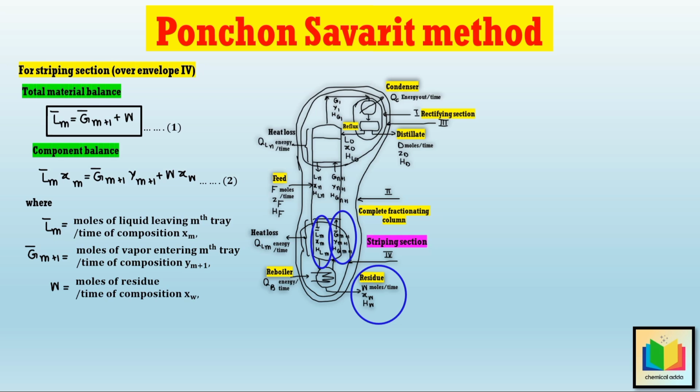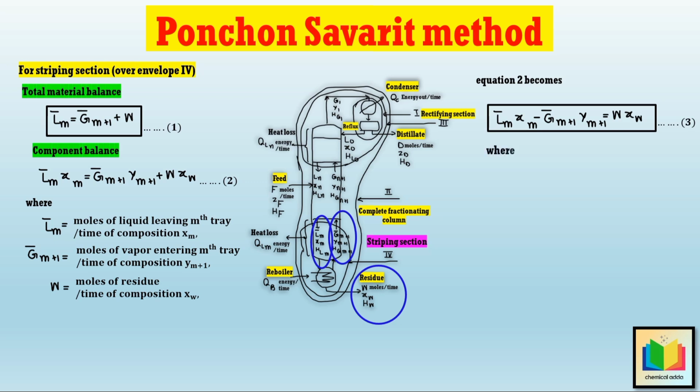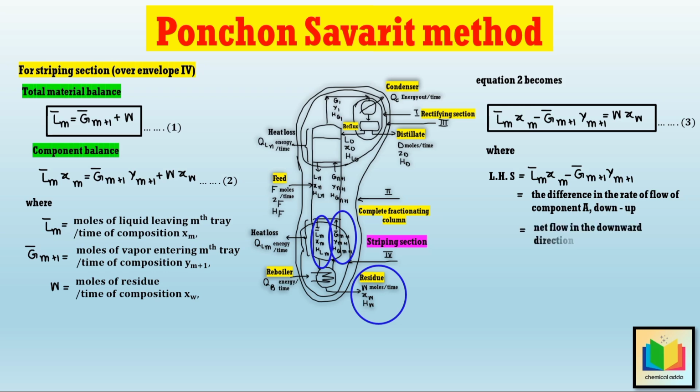Hence, after rearranging the terms, equation 2 can be written as L_M into X_M minus G_(M+1) into Y_(M+1) is equal to W X_W. Where the left-hand side of equation 3 represents the difference in the rate of flow of component A, which flows from down to up. So, basically, it represents the net flow of component A in the downward direction.